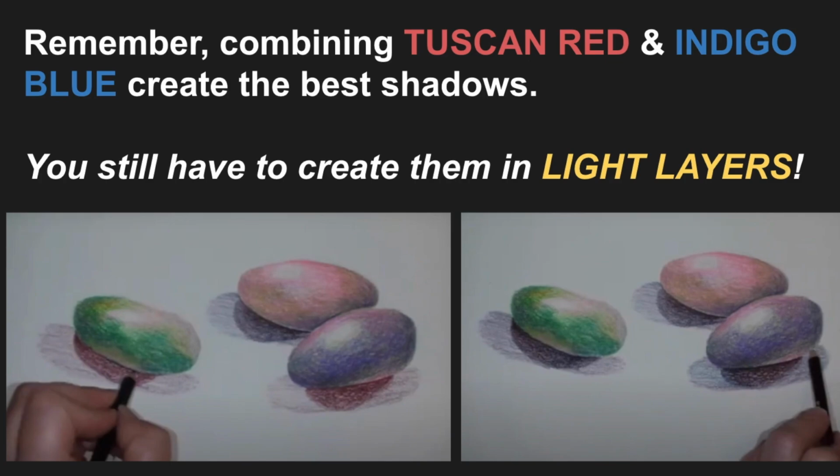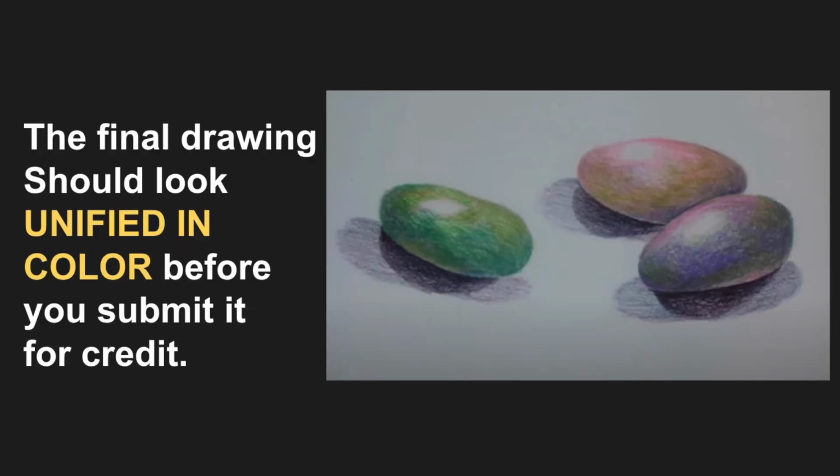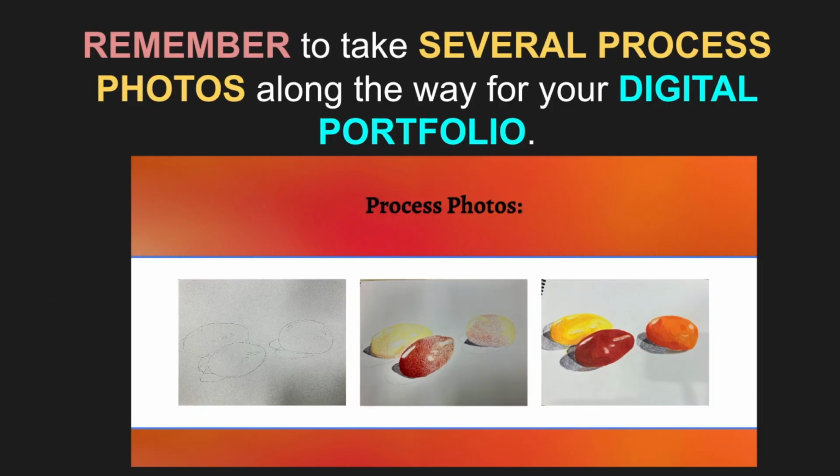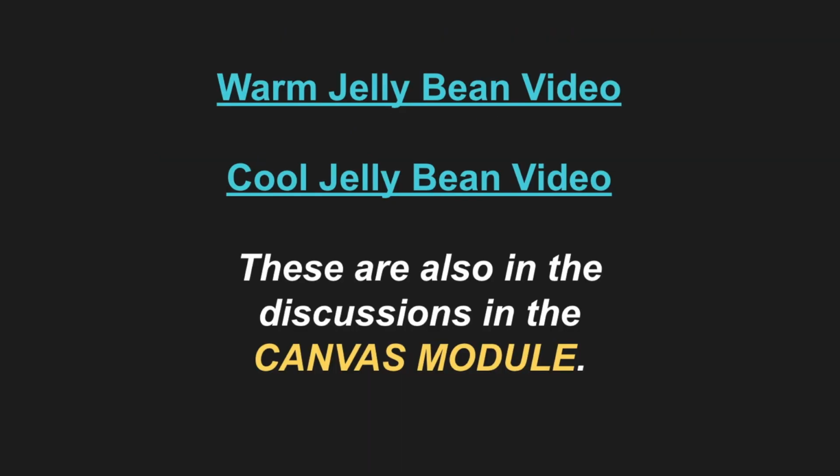Again, we are using value in light layers as we go through this. It will take you several days to create the unified color of the jelly beans in your sketchbook. As a reminder, you do need to take process photos as you're going along, so it's a good idea to take the image just blocked in and then with a little bit of the value, and then as the jelly beans are finished for your process photos for your digital portfolio.